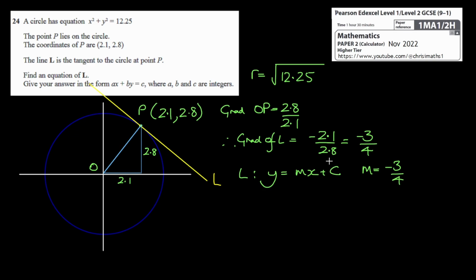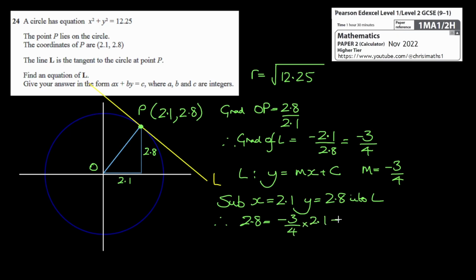Now we need to find c. Well, we can find c because we know that point P lies on line L. So I can substitute x being 2.1 and y being 2.8 into this equation and find c. And we get, therefore, 2.8 is equal to negative 3 over 4 multiplied by 2.1 plus c.